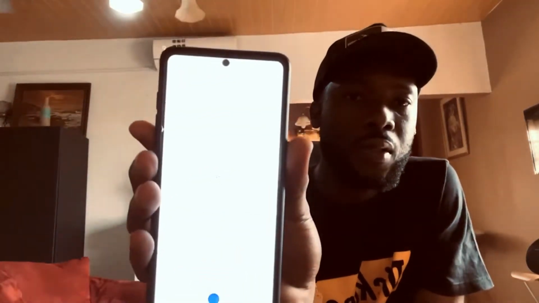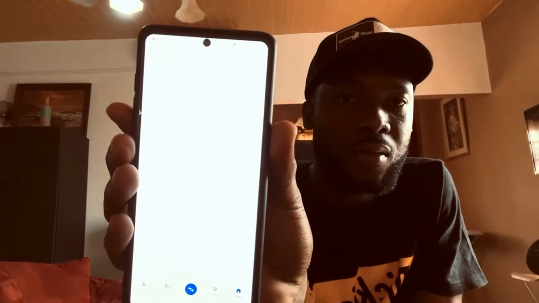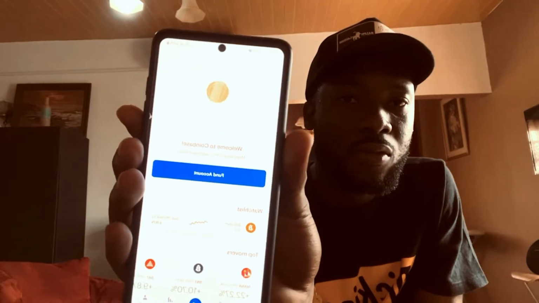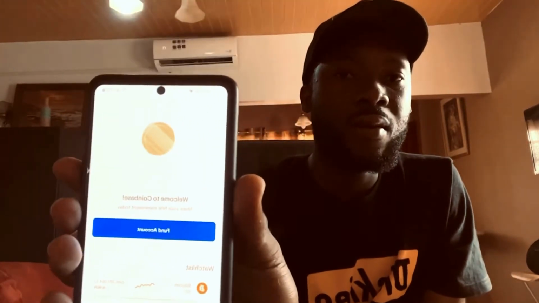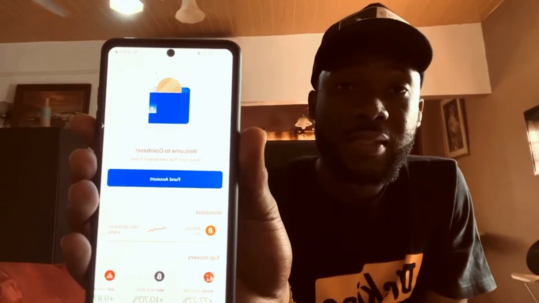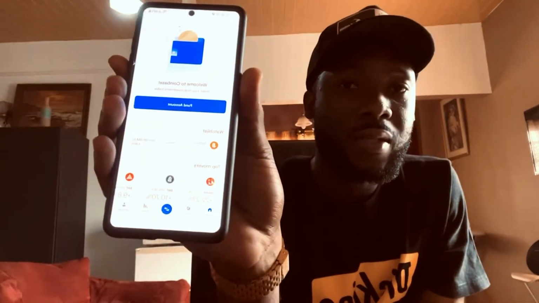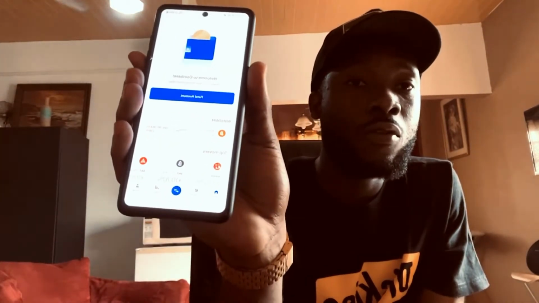So this is Coinbase. Let me open Coinbase. This is how it will look when you buy from Coinbase or when you register with Coinbase. So this is where people will be registering.